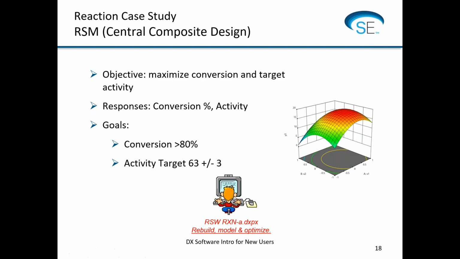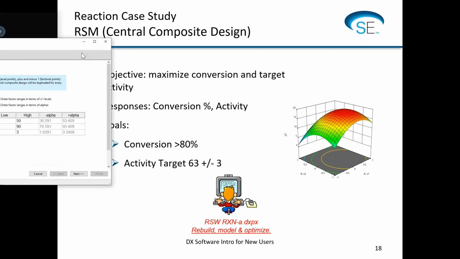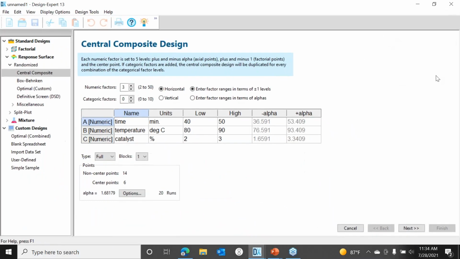Okay, so let's see how we do this. On the left-hand side, underneath response surface designs, we are going to pick the central composite design. That's probably the most common response surface design that's used, although Box-Behnken is another good option, and custom for certain purposes. But this is probably the most commonly understood response surface design. We have 3 numeric factors in this case.